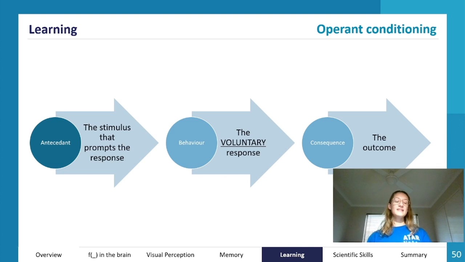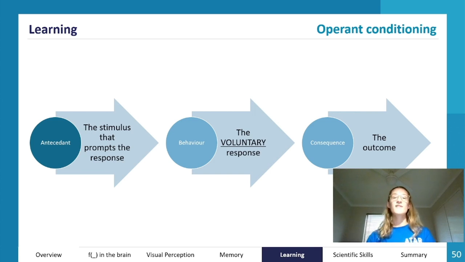So the ABC of operant conditioning, this is what operant conditioning is. Our antecedent is the environment that makes the conditions right for the behavior to follow, and it can be reinforced or extinguished by its consequences. So we have our A, our B, and our C. Our antecedent, our environment, is the stimulus that prompts the response. Behavior is the voluntary response, and the consequence is the outcome.